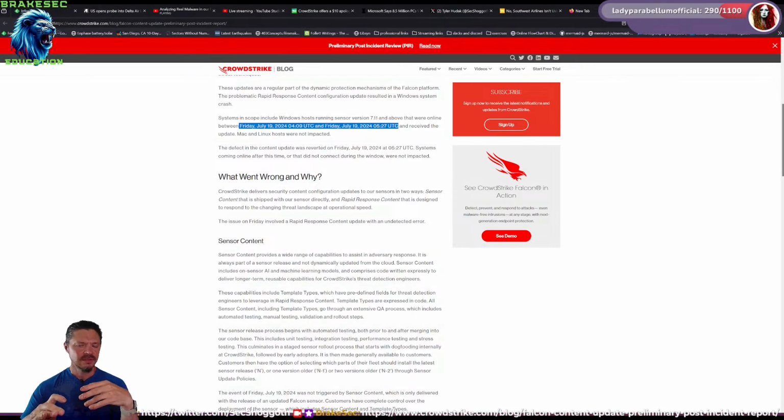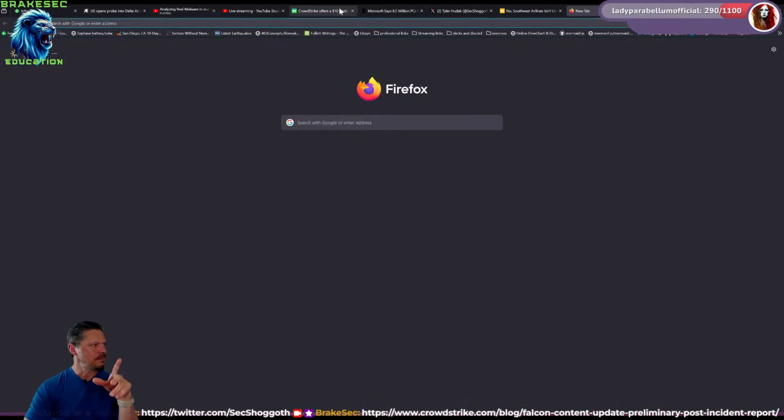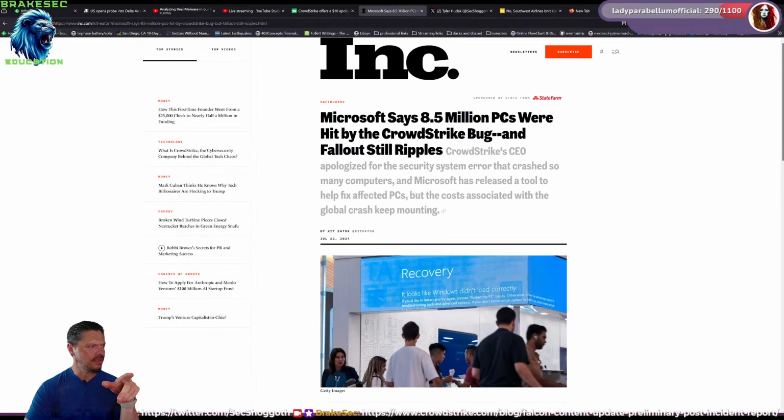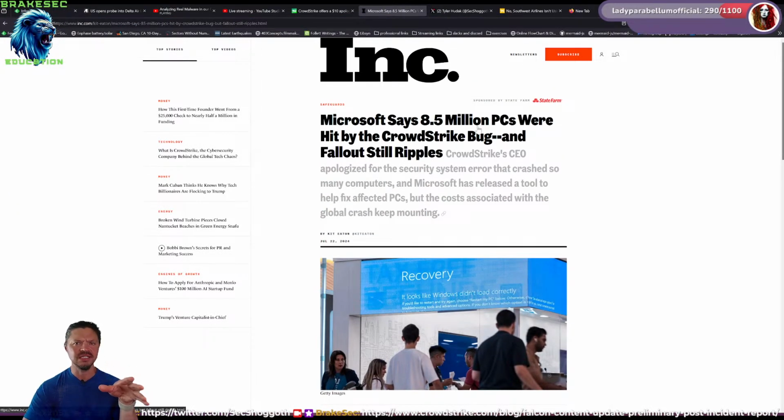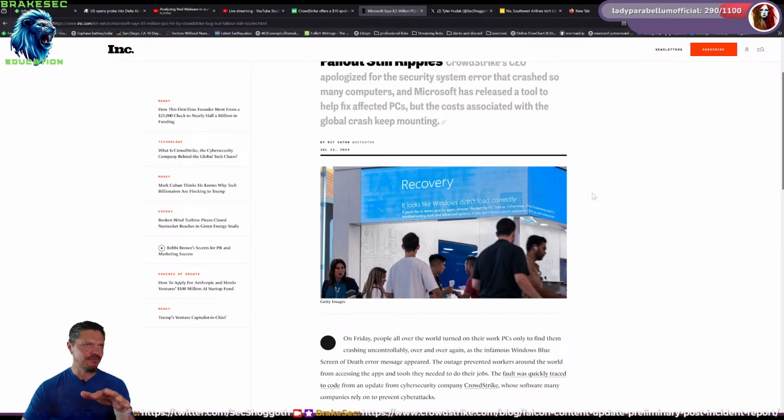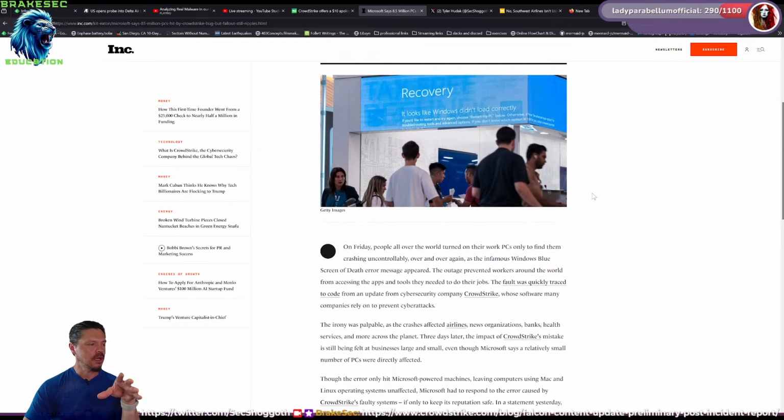So there's a lot that's been going on here, a lot that has been analyzed by this outage. Microsoft put out something saying 8.5 million PCs were affected by the CrowdStrike bug. Now, I'm not sure if 8.5 million PCs were Microsoft PCs, or if it was globally; I can't imagine globally it was 8.5 million. Seemed a little low for me.